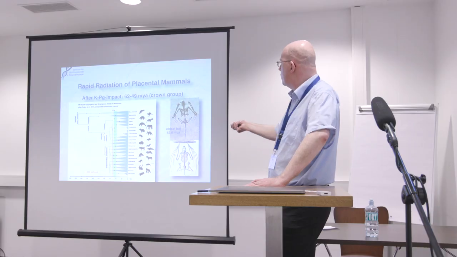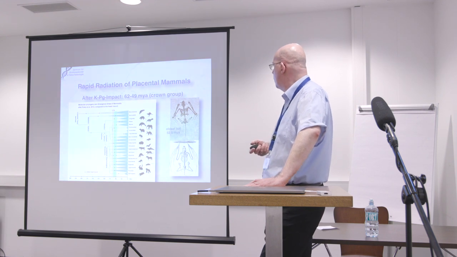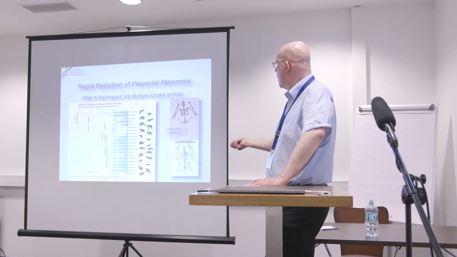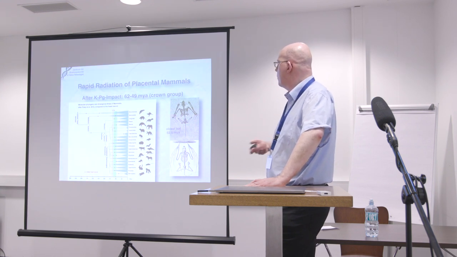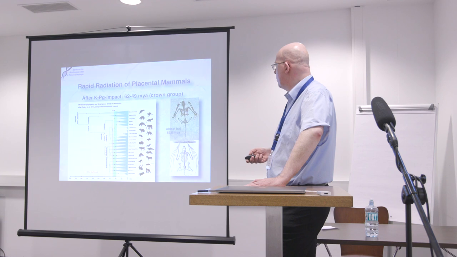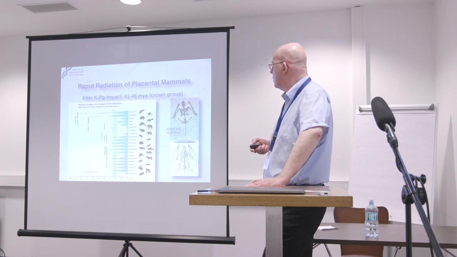One example, bats. This is the oldest bat we know, from the Green River Formation in America, 52 and a half million years ago. This is the skeleton of a modern bat. They are basically indistinguishable from modern bats, and we don't have any precursors, and it's similar in the other mammalian orders as well.